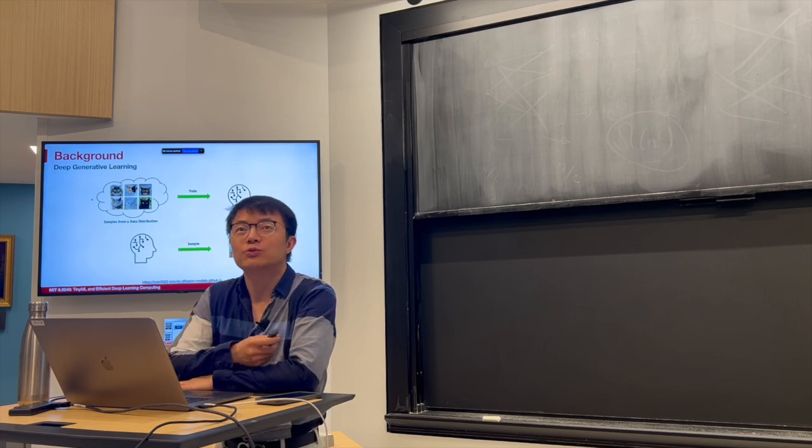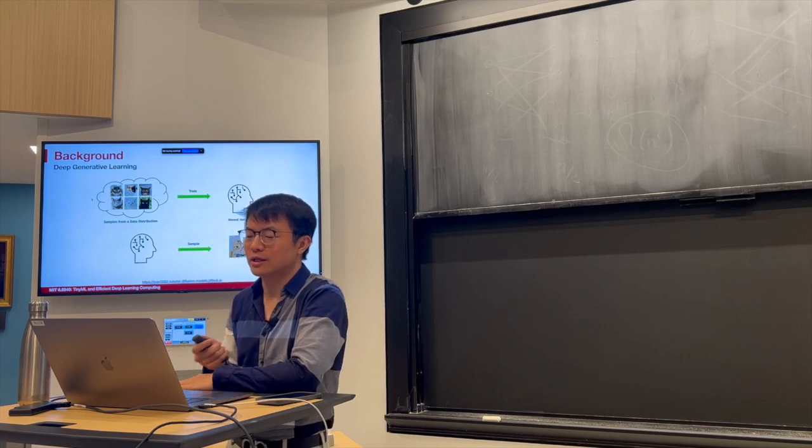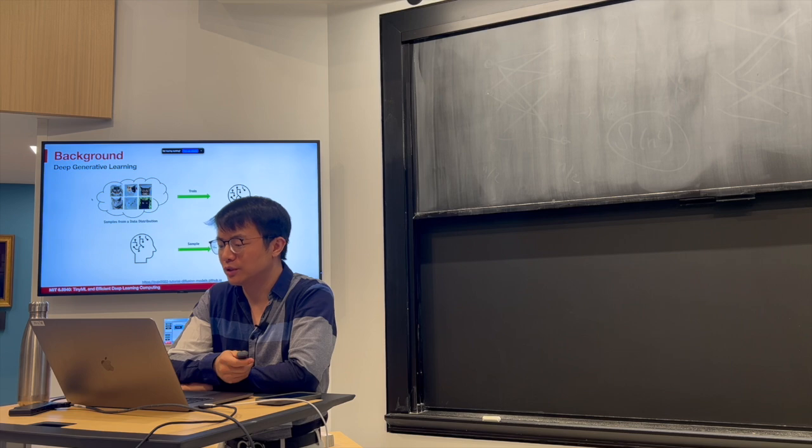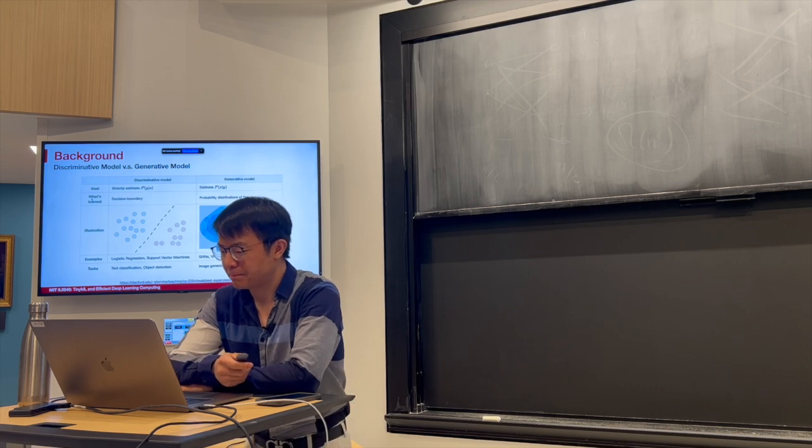In the previous lecture, we've briefly talked about deep generative learning. So we first train a model, and then we can predict the data distribution. This is different from a discriminative model, which predicts the decision boundary.